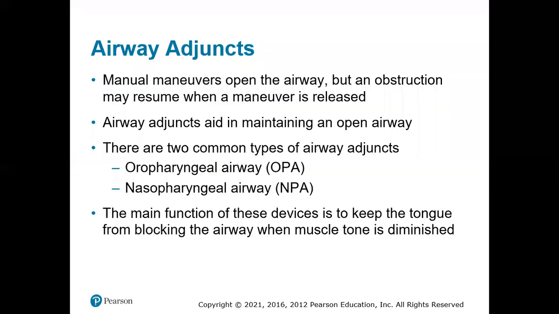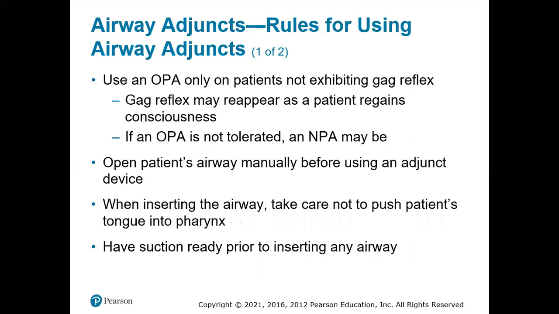All right, so when we talk about airway adjuncts, if we've got to put an adjunct in to maintain and keep our airway open once we've opened it, the two common basic airway adjuncts are the oropharyngeal airway, or OPA, or the nasopharyngeal airway, NPA. The main function of these two devices is to keep that tongue from blocking the airway when the muscle tone diminishes. So unresponsive, altered mental status person, we're going to consider putting a basic airway in to protect his airway.